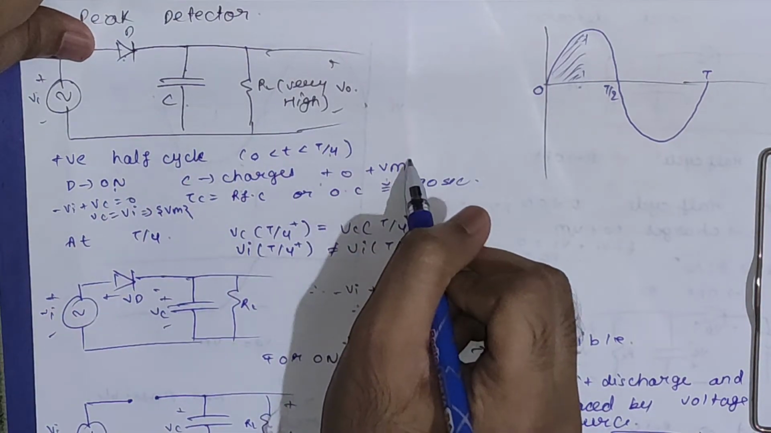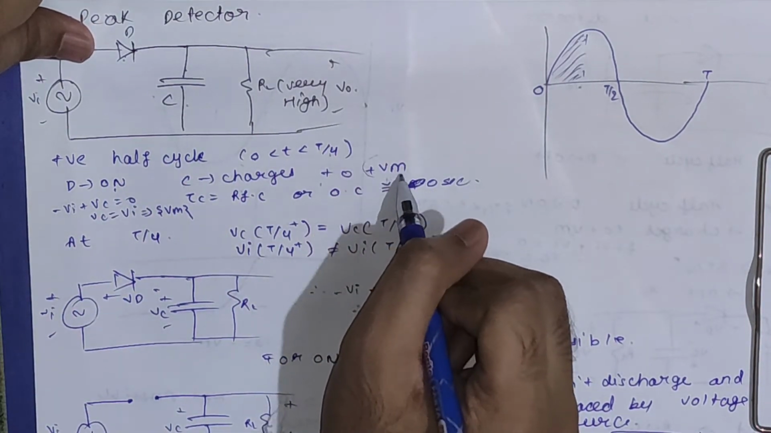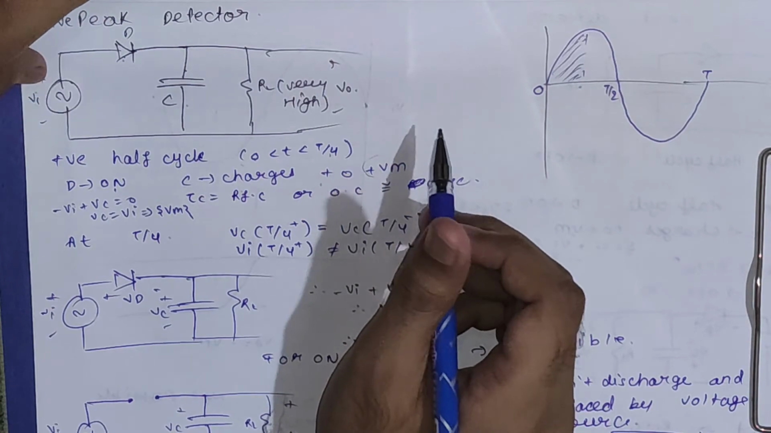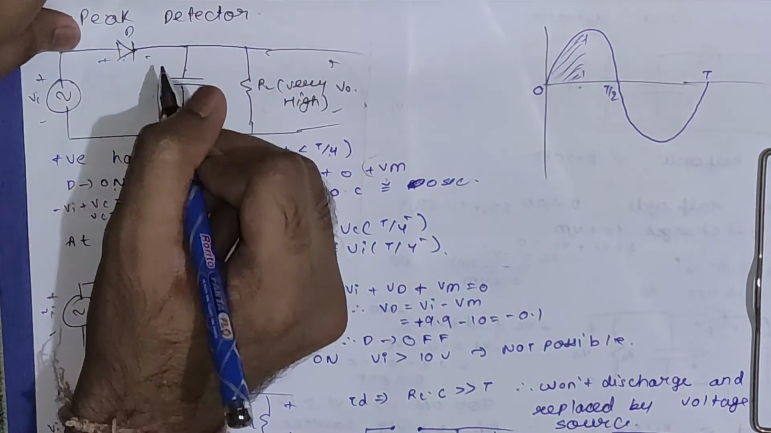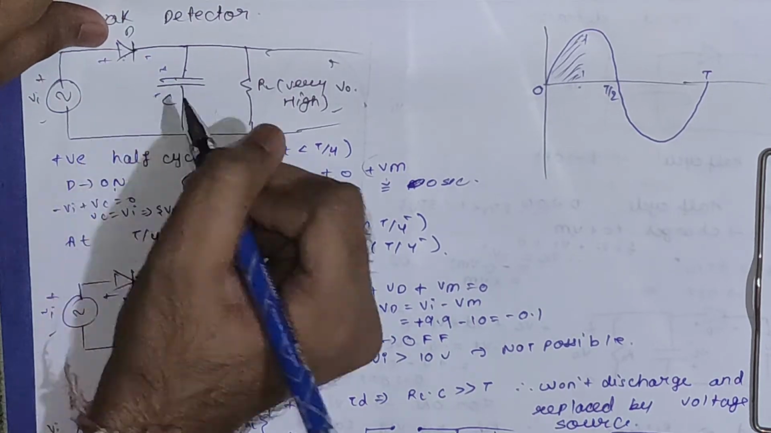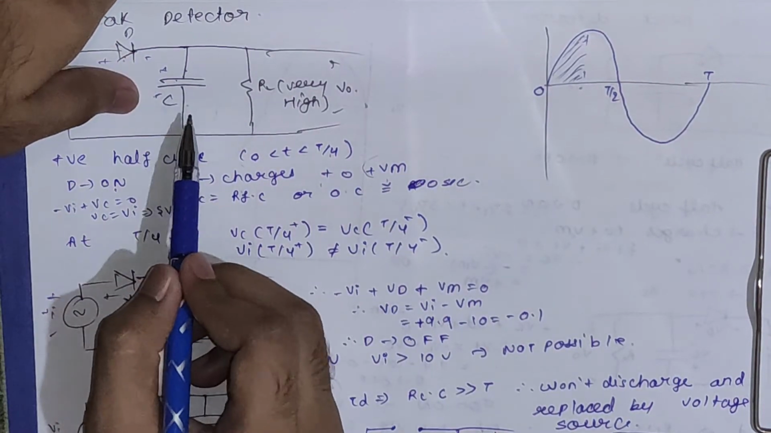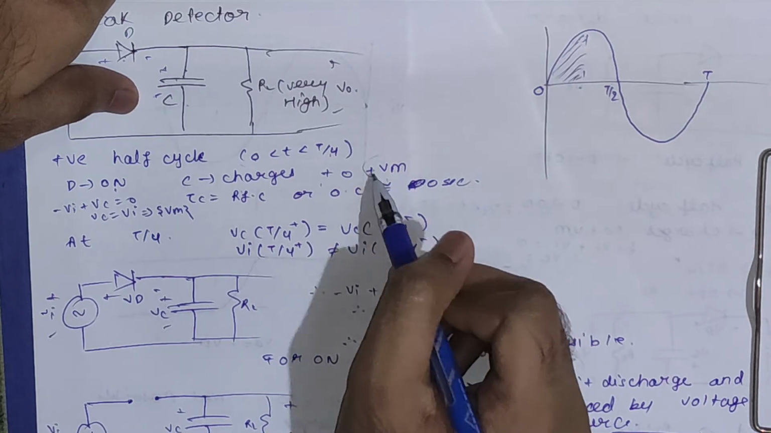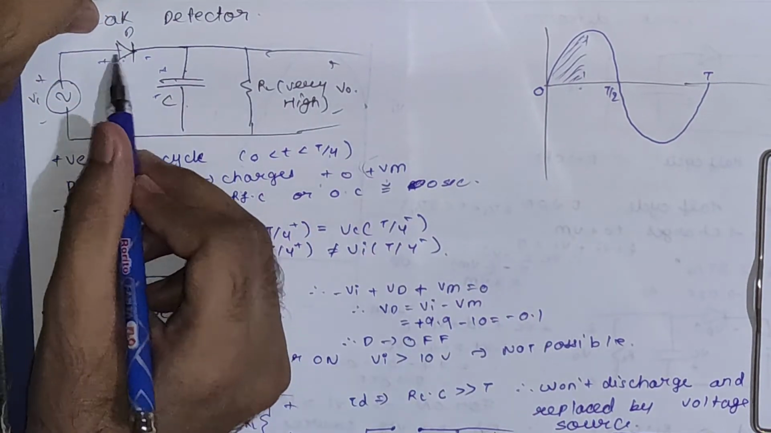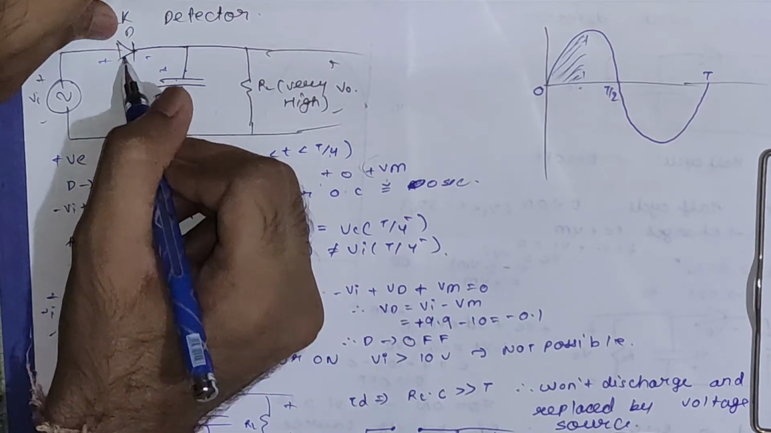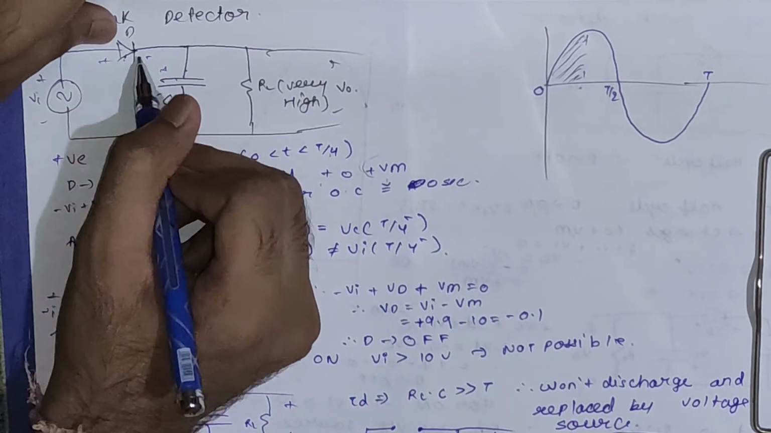So this is what we get as the magnitude of the capacitor voltage. But what about the polarity? Polarity will always be the same as that of the diode. Here it is plus minus, so here also it will be plus minus. So now we know the polarity, and we know that the magnitude of the capacitor voltage is plus Vm. You can verify it by short circuiting this diode, as we know the diode is on at this phase.